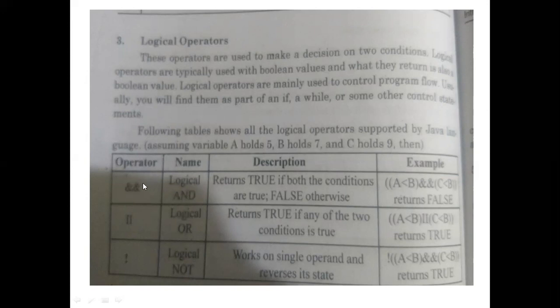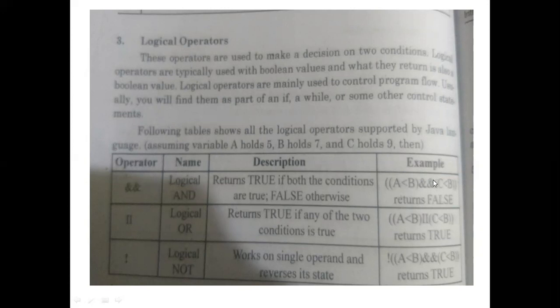Logical and operator का symbol क्या है? Ampersand. And logical or, vertical and vertical, and logical not, exclamatory symbol. So this is how logical and works. It will return true if both the conditions are true, otherwise false.